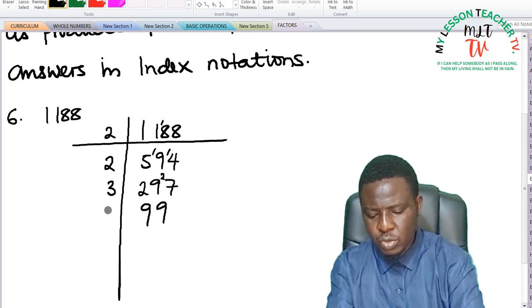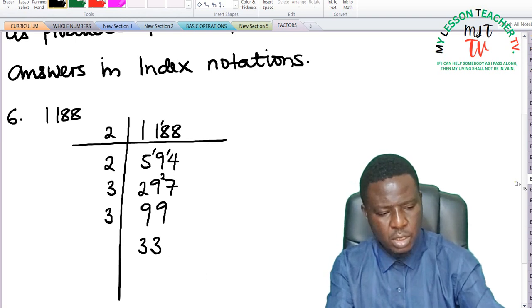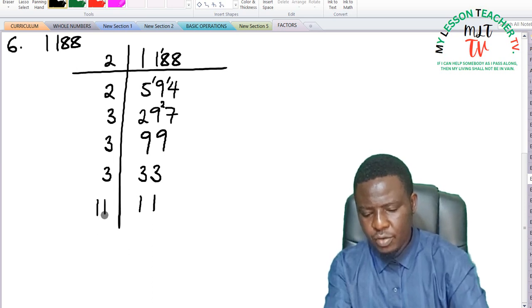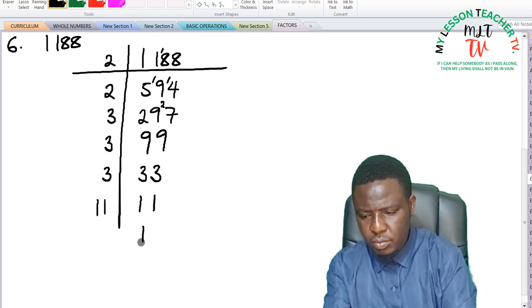So 3 can still go into 99. And this goes 33 times. And when you divide by 3 again, it gives you 11. So 11 into itself is 1.